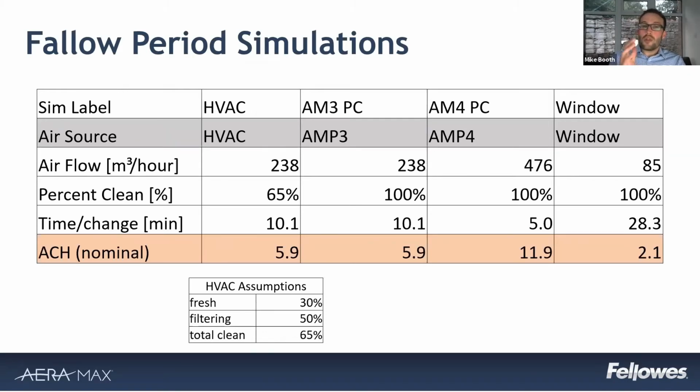So for the approach of HVAC, we looked at a typical approach in order to generate 6 air changes per hour, which would be 238 cubic meters per hour within this particular layout. And we based our assumptions on the air being 65% clean, which is based on 30% fresh or outdoor air being introduced, and then the rest of it being passed through a filtration process, which will remove 50% of contamination. So all in all, 65% clean air, 35% recirculation within that particular room. Then we looked at 2 scenarios using our Aeramax professional solution, one using our AM3 and one using our AM4. What we mean by those terms will be a little bit clearer in a short while.